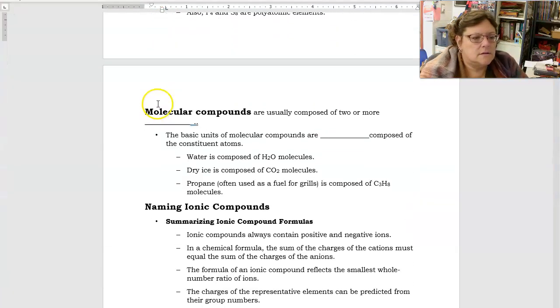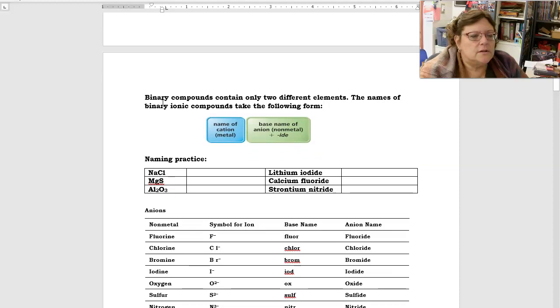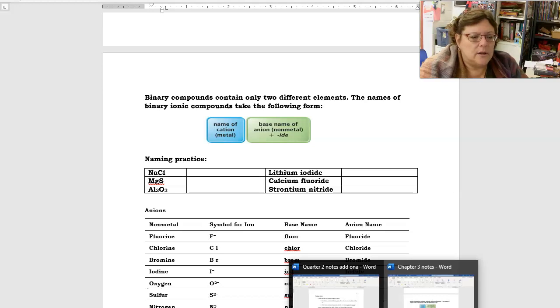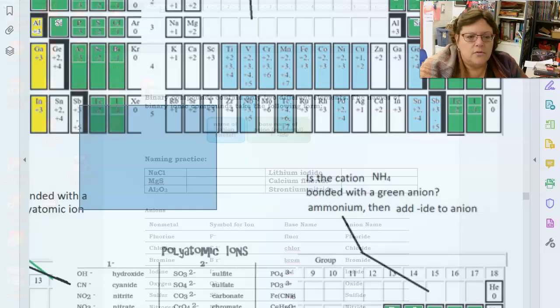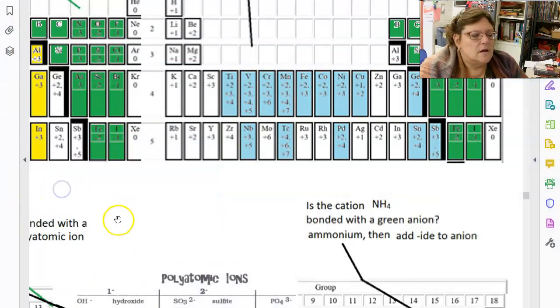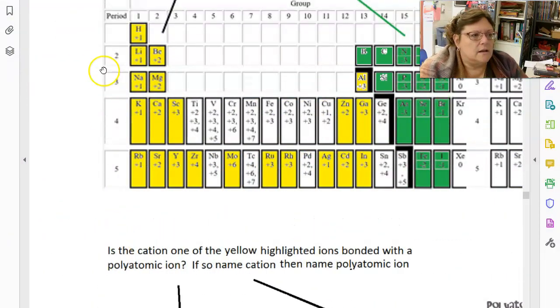All right. So if we look at these first ones, we have sodium, magnesium, aluminum, lithium, calcium, and strontium. If we look at our periodic table, or at that set of notes that I opened for you with the different colors, we had lithium, magnesium, aluminum, sodium. All of these are in the yellow. So these are all type 1 naming systems.